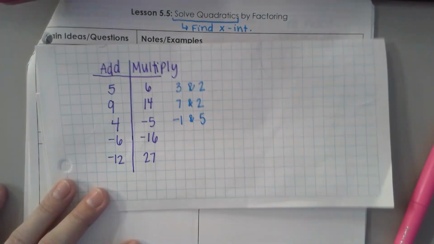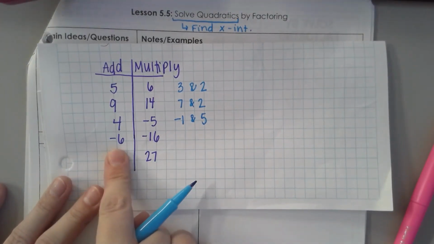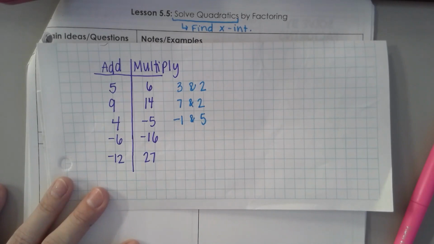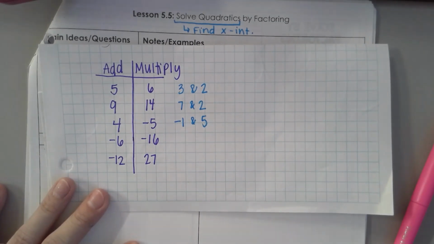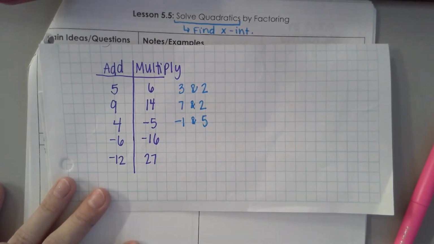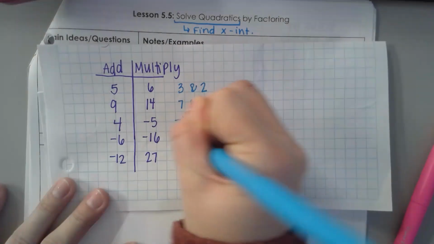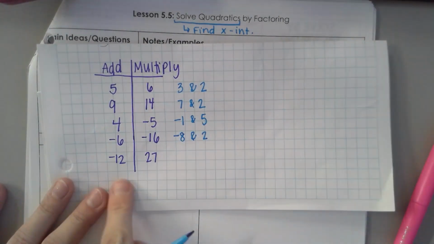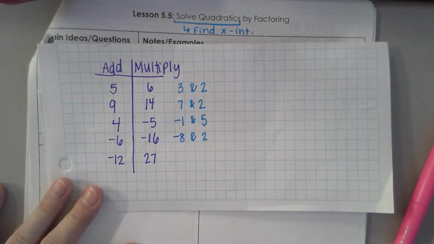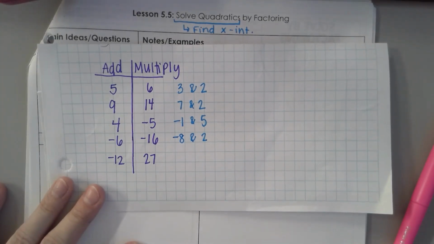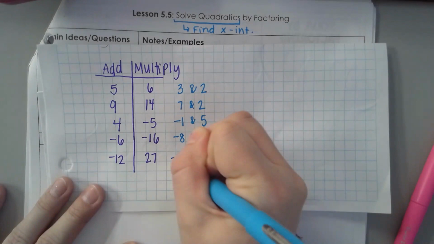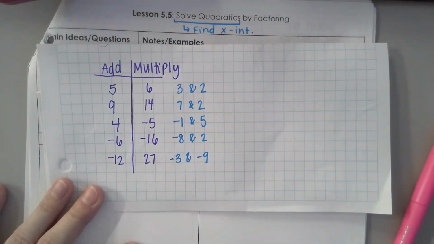Good. Add to negative 6, multiply to be negative 16. Close. Negative 8 and positive 2. And then last one, add to be negative 12, multiply to be 27. Negative 3 and negative 9.